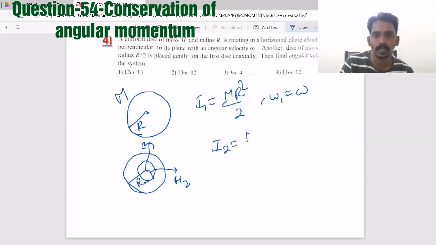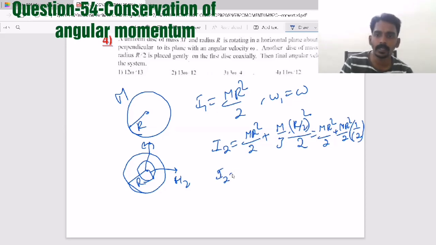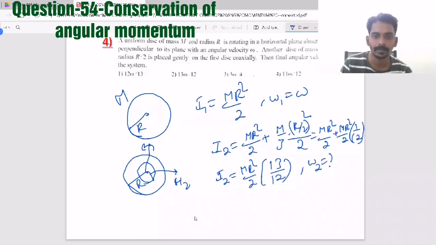Then the moment of inertia changes. For the first disk it is already mr square by 2. For the second disk, mass is m by 3 and radius is r by 2, so its moment of inertia is (m by 3) times (r by 2) square by 2. So that it will become mr square by 2 plus mr square by 2 times 1 by 12, if you take 1 by 4 common. So that I2 will become mr square by 2 times (1 plus 1 by 12), that is 13 by 12. Now we don't know what the new angular velocity is.